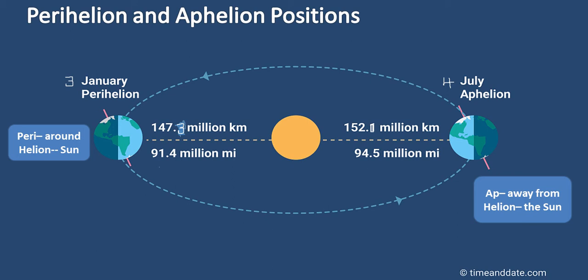When the Earth is farthest from the Sun, the position is called aphelion. The word aphelion is derived from the Greek words ap and helion. Ap means away from, helion means the Sun. On July 4th, the Earth is at its farthest point from the Sun and it is said to be in aphelion, at a distance of 152 million kilometers. These differences in the distance do cause some difference in the amount of the Sun's energy received by the Earth.